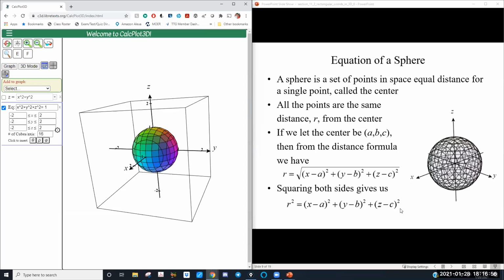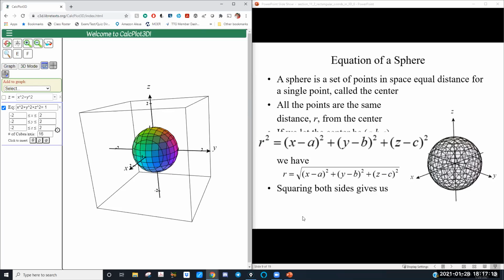So there's the general form of a sphere centered at the point a, b, c with a radius of r. So it works real similarly to a circle in 2D. All right, so that's our general formula of a sphere.